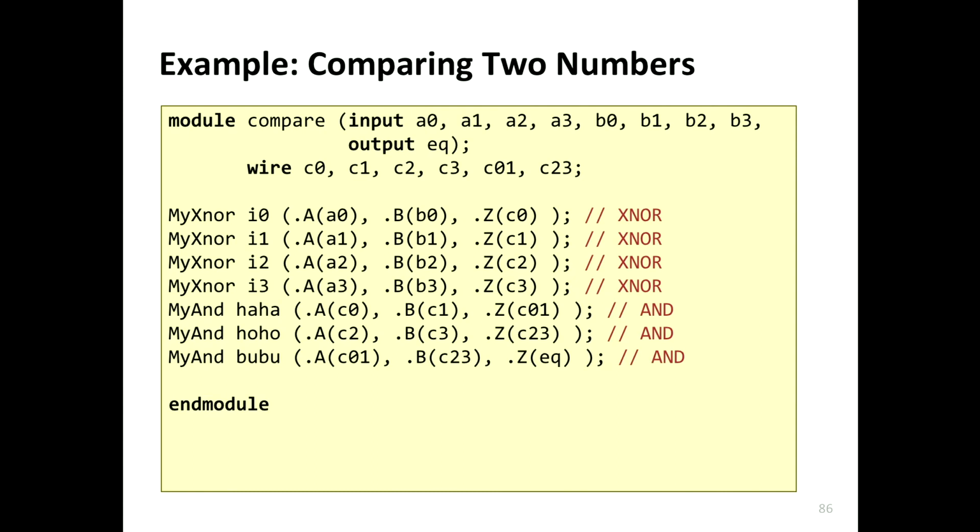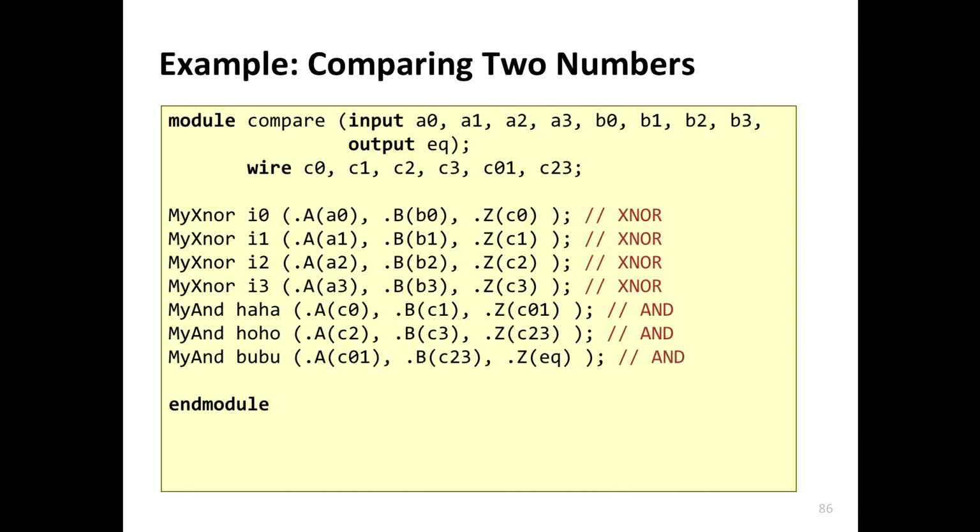So, what I drew here: A, B, and Y. These are single bit numbers. What if I want to give a 4-bit A, a 4-bit B, and a 4-bit Y? And this is exactly what I'm trying to represent here with such a code.